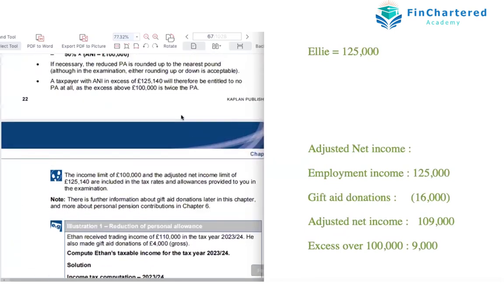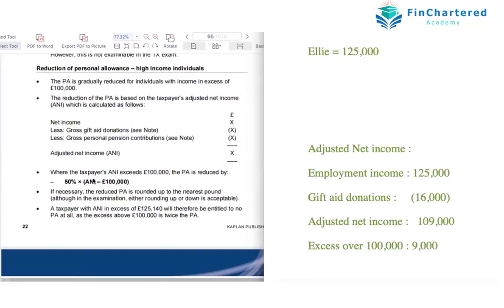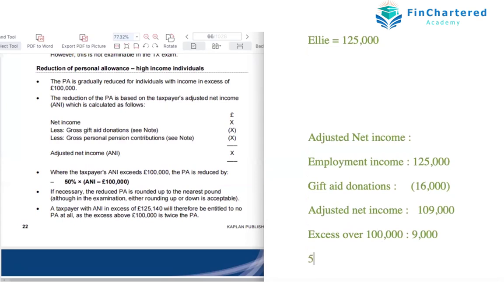So again, go back here. The excess is 9,000, where the taxpayer's ENI exceeds 100,000, the personal allowance is reduced by 50% of that. So 50% of 9,000 will be 4,500. So what happens? The personal allowance is reduced by 4,500. So how much will the personal allowance become?